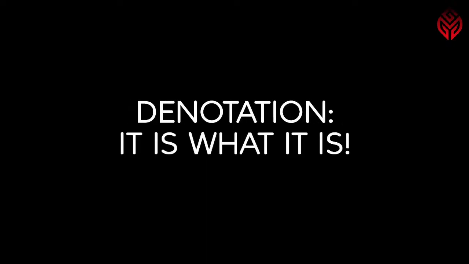In this next section, we're going to look at connotation with images. Now, we've already looked at denotation, and we described that as being, it is what it is. In other words, as a designer, we might make an image of an object, and that image directly represents that object. The image of the apple can only be read as being an apple.